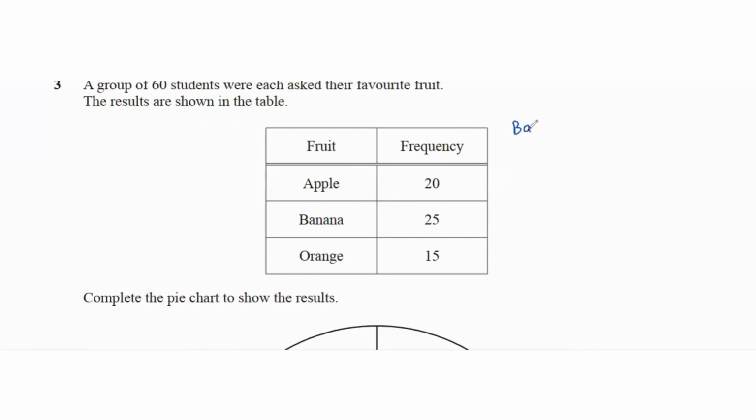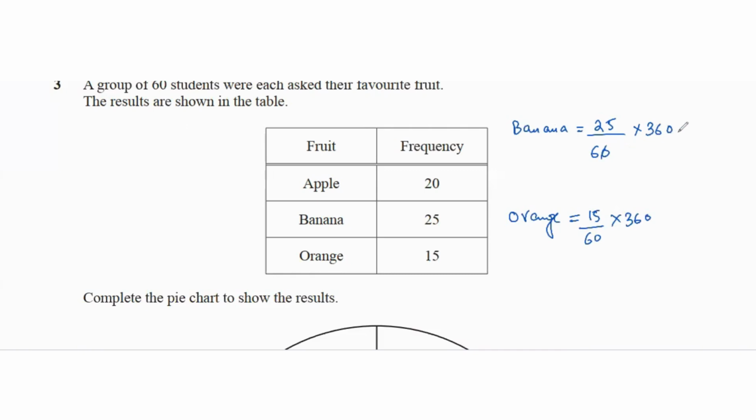So for banana, it's going to be 25 over 60 times 360. The reason why we're multiplying by 360 is because we're trying to find the angle for bananas. And same for orange, we're going to do 15 over 60 times 360.